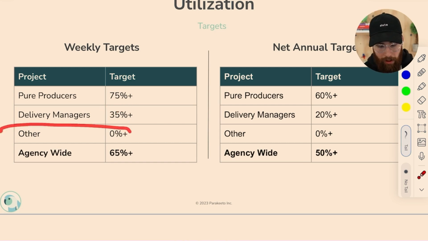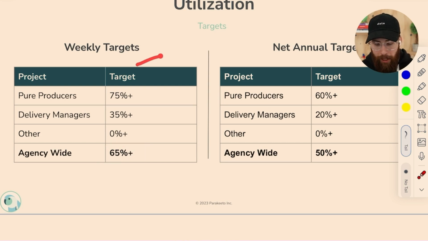And then for anybody else, like the founders, the sales and marketing people, administrative staff, anything above zero is really a bonus. And what matters more than anything is that the composition of the agency sets a ceiling, I should say, that is high enough to give the agency a chance of being profitable. And generally speaking, on a weekly basis, we're aiming for 65% plus.